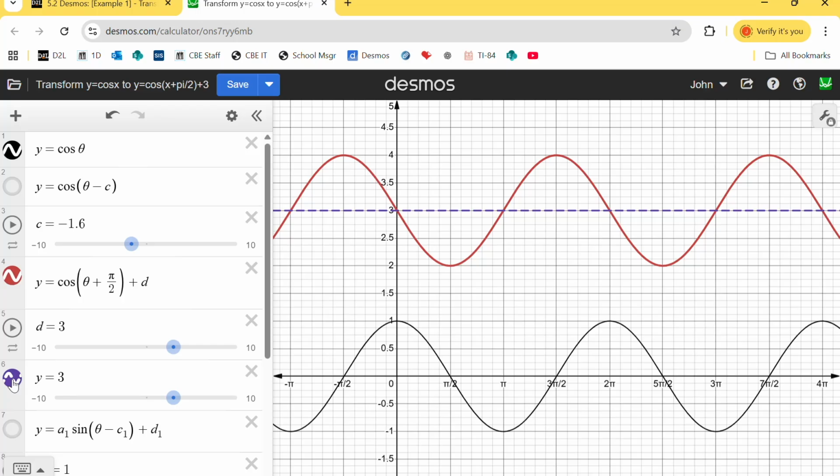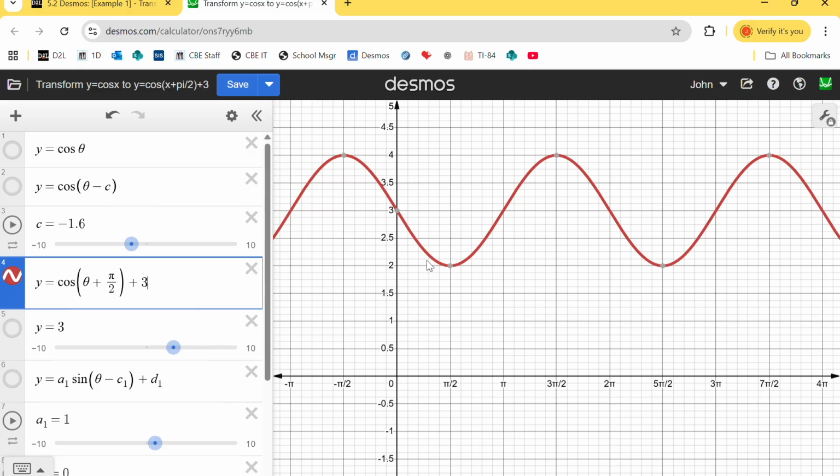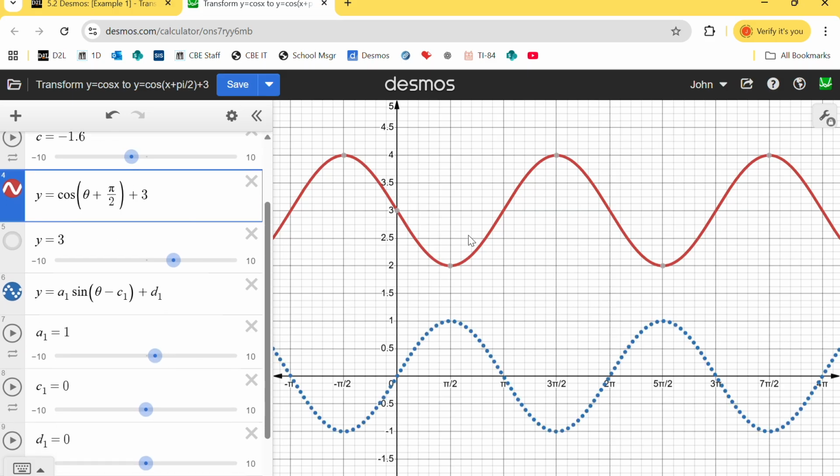The other part is, how could you write y equals cosine of theta plus pi over 2 plus 3 as a sine function so the graphs would be identical? Well, let's leave this one on. This is the final transformed function right here. So let's leave that one up. There it is. How do I get the sine function? Here's the sine function. How do I get that to match this, in terms of sine? There's two ways to do it. The a value, we're going to leave that alone.